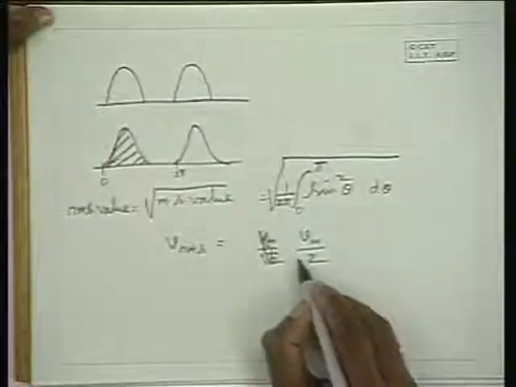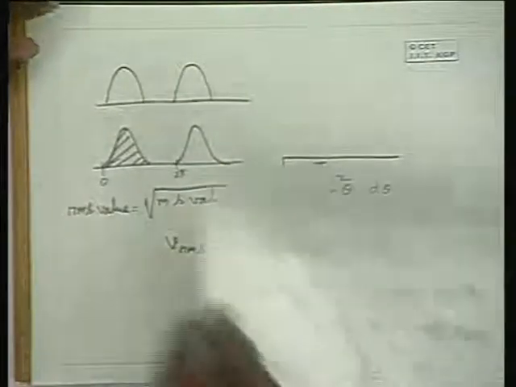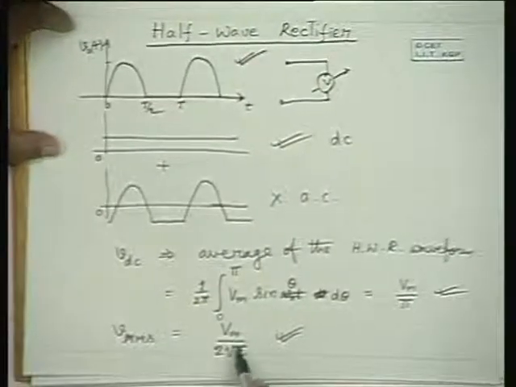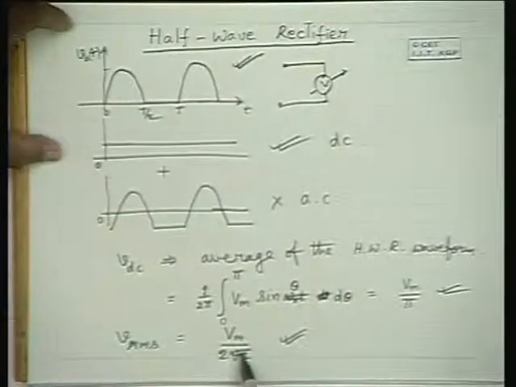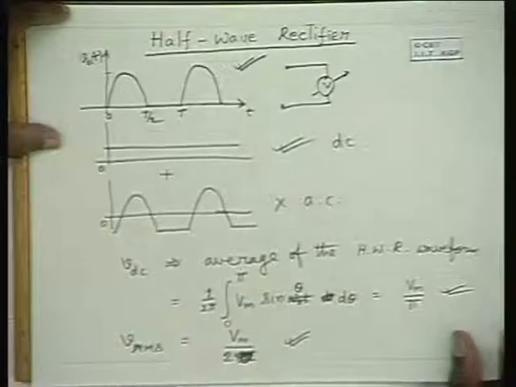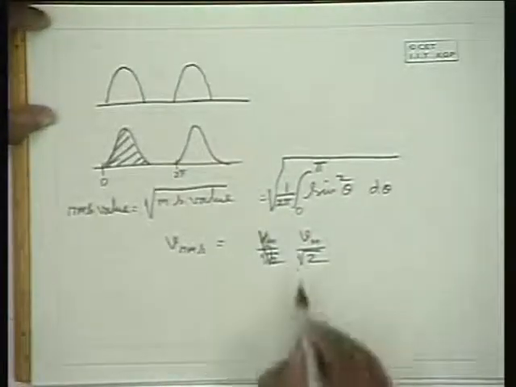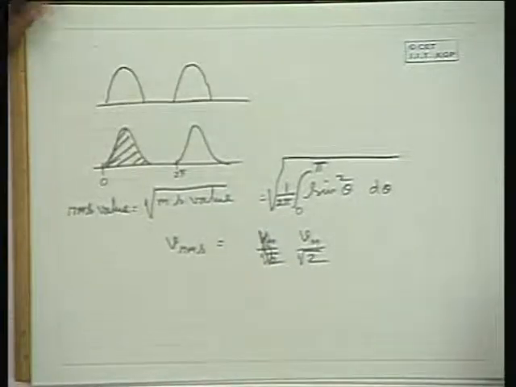Oh, there is a mistake here. Let me correct it. This would be Vm by square root of 2, and for the half wave rectified waveform, it will be Vm by 2. I'm sorry for this mistake. So please note this. Vrms is equal to Vm by 2 in the case of a half wave rectified waveform, and this is equal to Vm by square root of 2 in the case of a full wave rectified waveform.